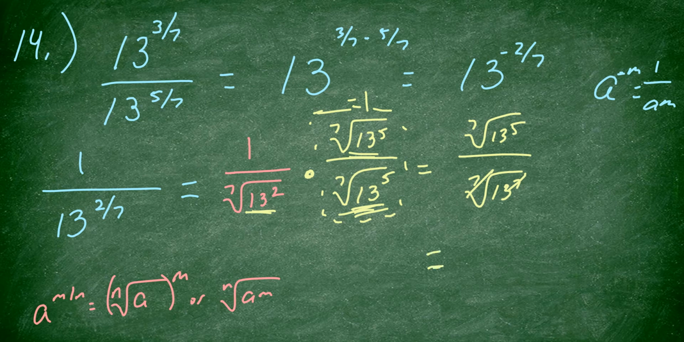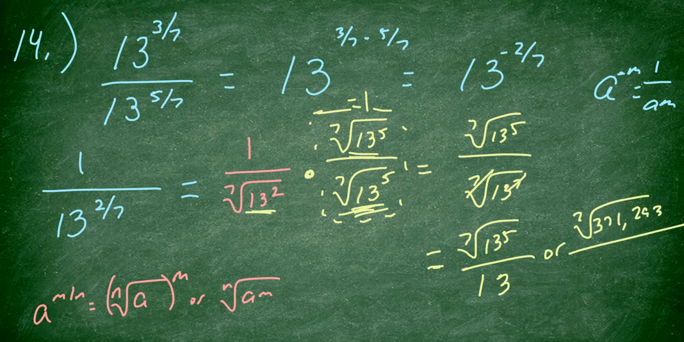So your best answer is going to be the 7th root of 13 to the 5th, which I'm okay if you leave it like that, all over 13. Or you can actually do 13 to the 5th out, and you're going to end up with 371,293. So it's the 7th root of 371,293. I think it's kind of big, so I would have left it probably as this one, but both of them are good. And that's it for 14.